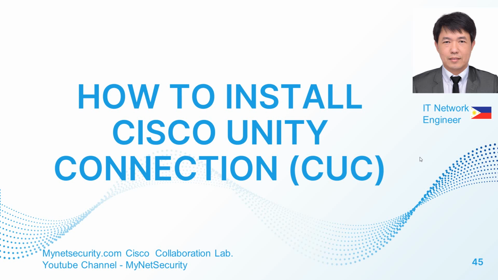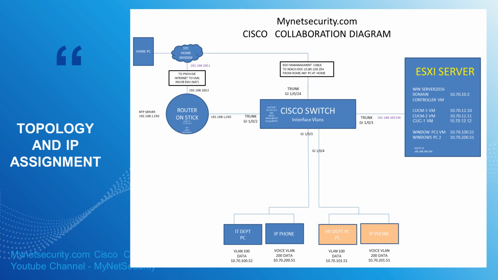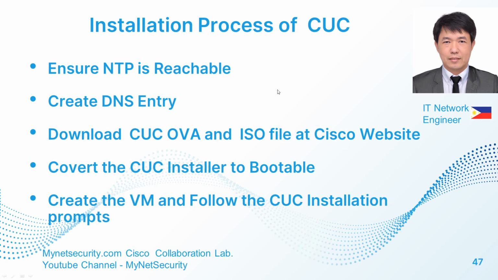Today I will discuss how to install the Cisco Unity Connection, CUC. This is my diagram. In the previous videos I already installed the CUCM. Now we'll install the CUC. We'll give it the IP 10.70.12.12. The installation process of CUC is the following.